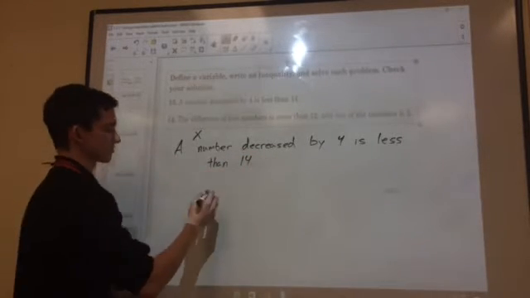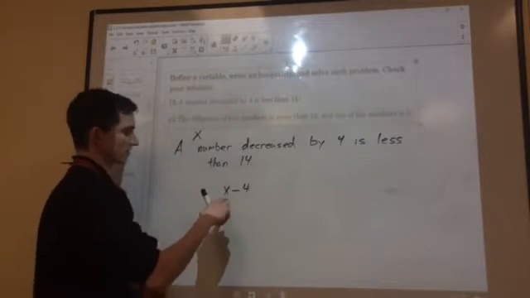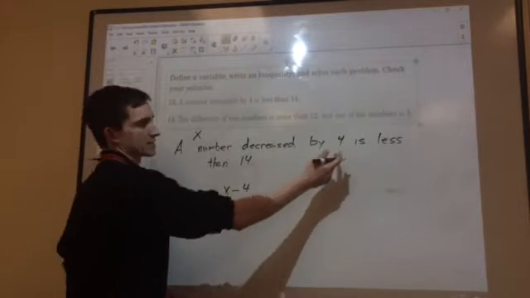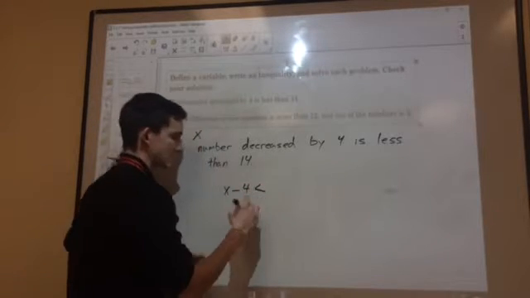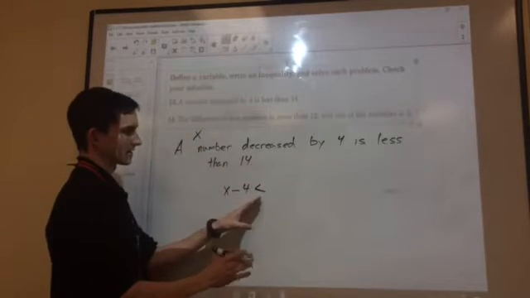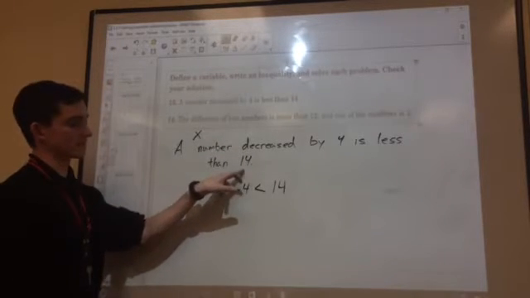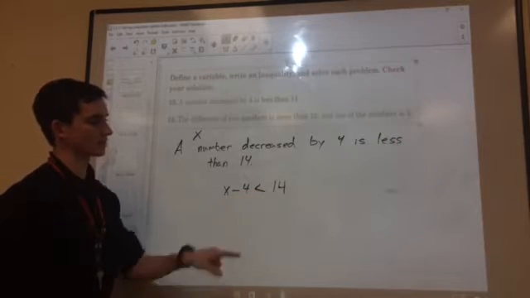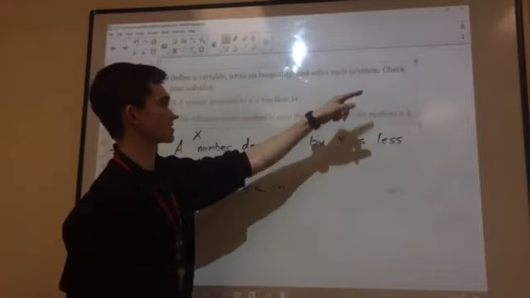Decreased by 4. So when I write out my inequality, x decreased by 4. If I took that number and subtracted 4 from it, I'm decreasing it by 4. Then it says is less than. So that thing has to be smaller than some other number, or less than 14. Okay, so x decreased by 4 is less than 14. So I've written an inequality. Now I'm going to solve it.